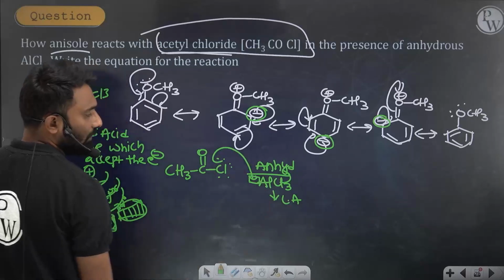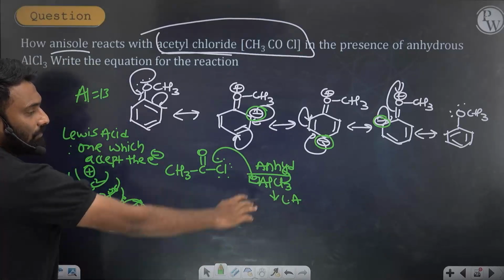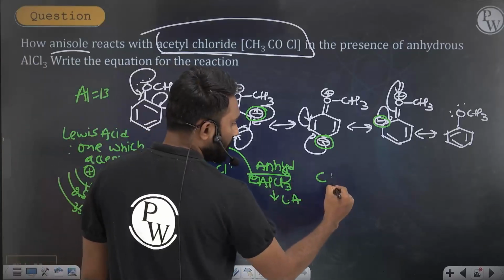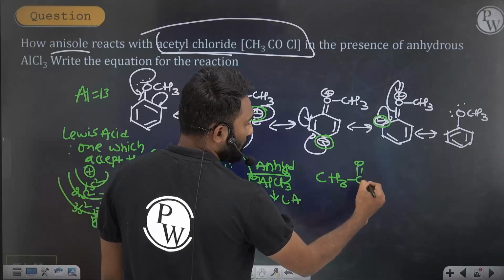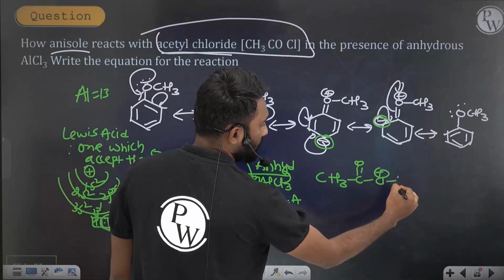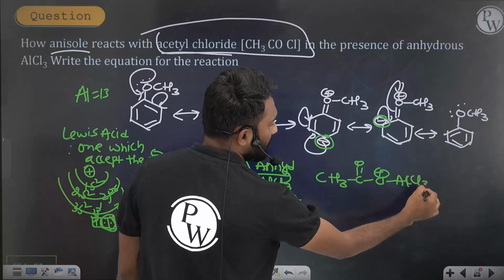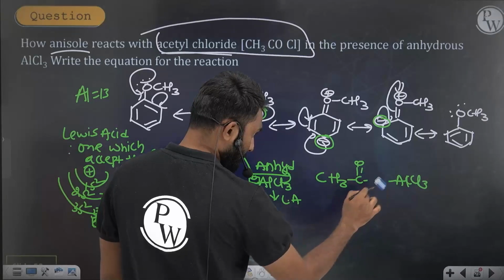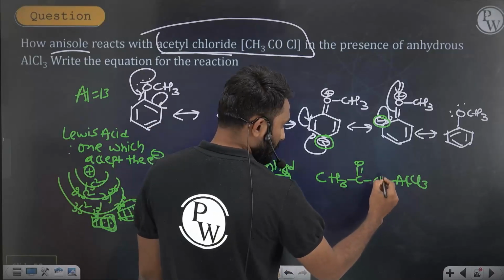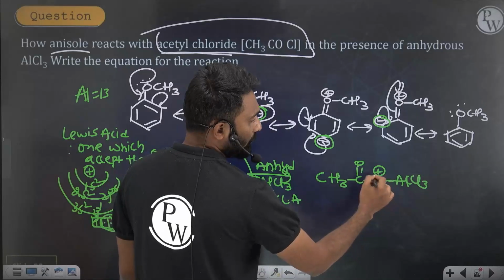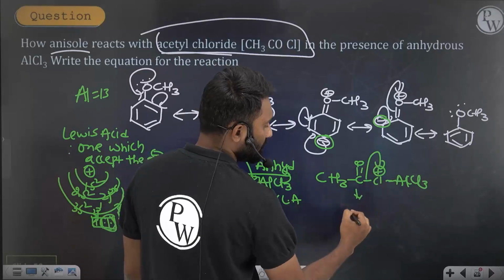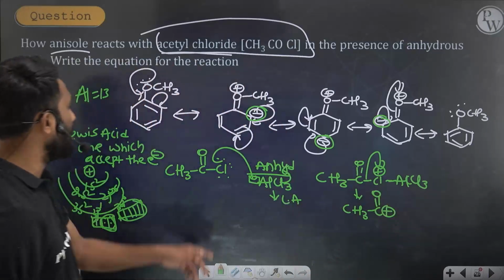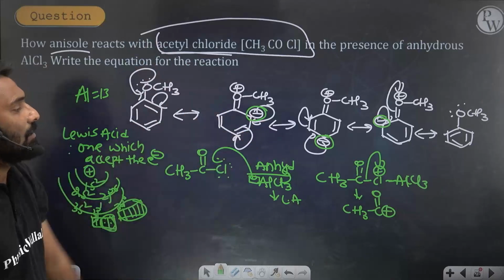Now here it will take the electrons. Chlorine has 3 lone pairs, then it will become CH3, C double bond O. Now chlorine has a positive charge. Now AlCl3, and this is Cl positive. Chlorine with a positive charge is unstable. Now an electrophile has been generated. Now this electrophile will attack at the ortho position and the para position.